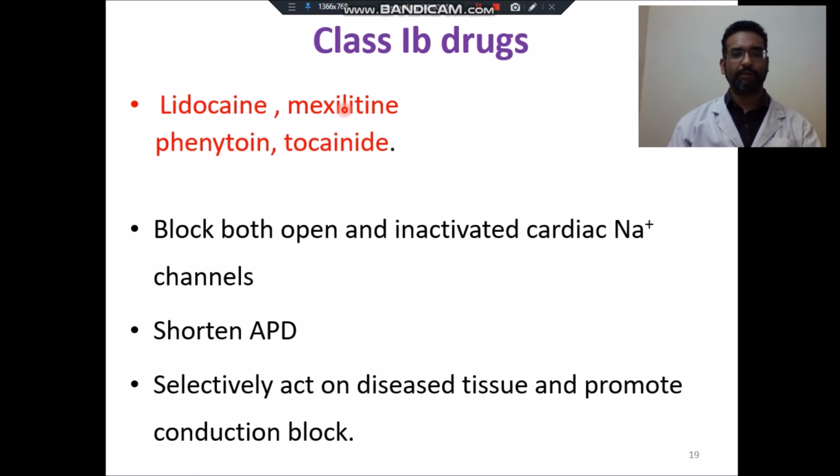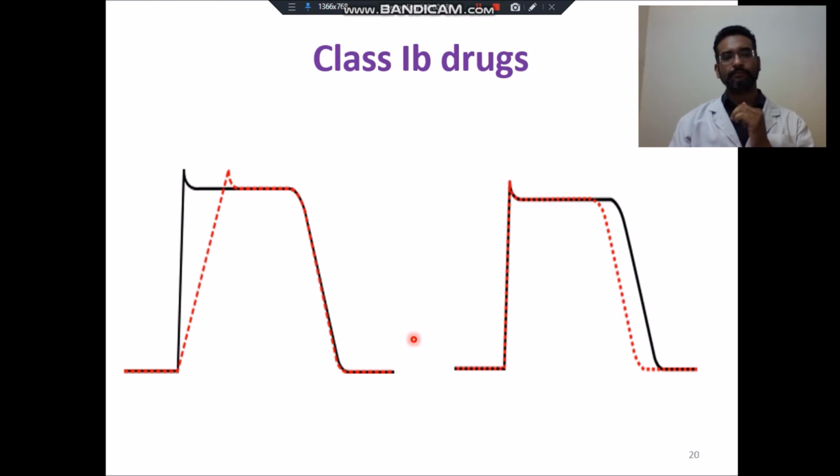All these class 1B drugs block both the open state as well as the inactive state of the cardiac sodium channels. They shorten the action potential duration. In the previous class 1A, the action potential duration was prolonged, but here 1B is shortening the action potential duration. Selectively, they act on the diseased tissue and promote conduction block. Now the first part is similar to class 1A. The slope of phase 0 is suppressed, but the duration of action potential is shortened.